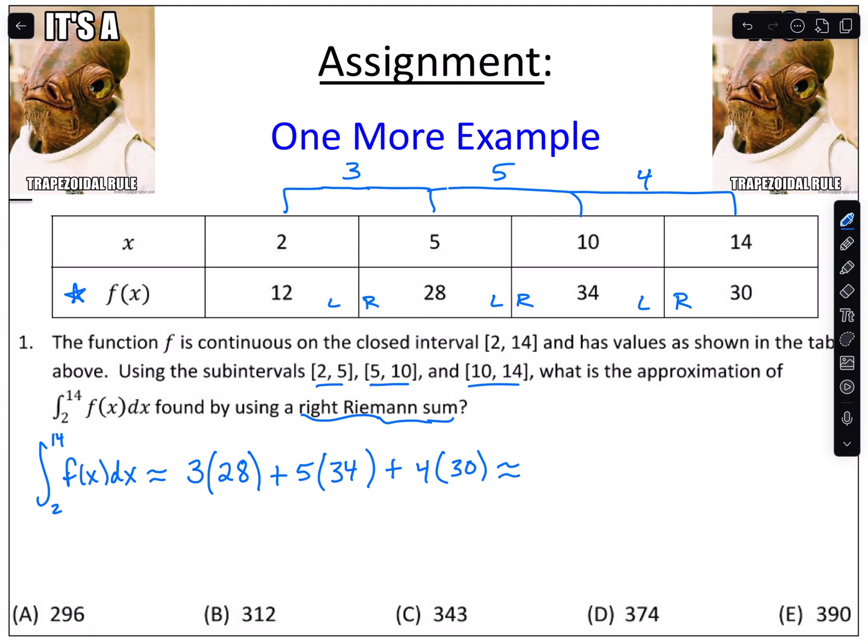So just going down the line, 3 times 28 is 84. 5 times 34 is 170. And 4 times 30 is going to be 120. If you add these guys together, you're actually going to get 374, which is going to be letter D, which is going to be my answer.